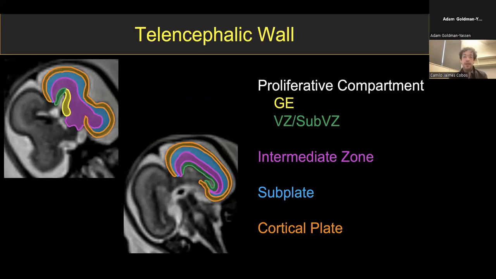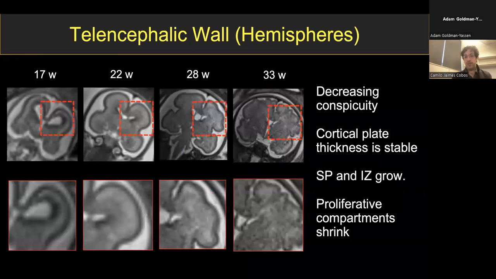And then the last layer is the cortical plate. And the cortical plate is this T2 dark layer also because some neurons have already gotten there. So the neurons that are there, much like the neurons in the proliferative compartments, make them be very T2 hypointense.